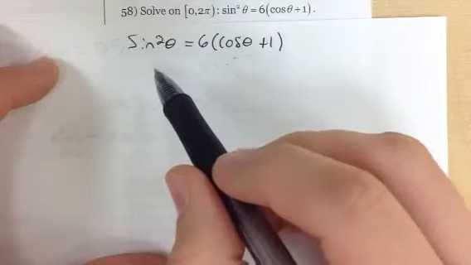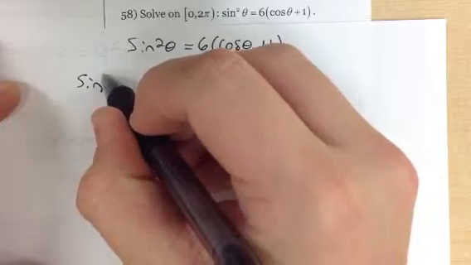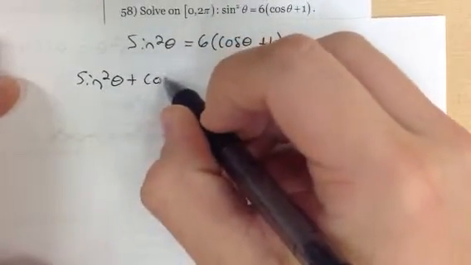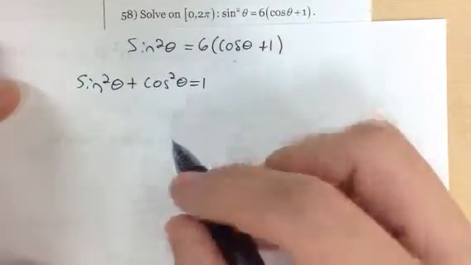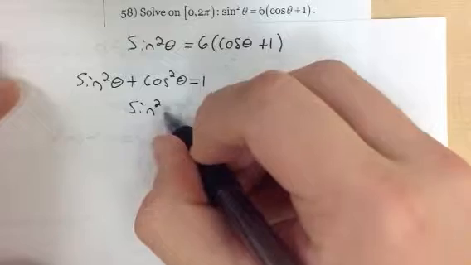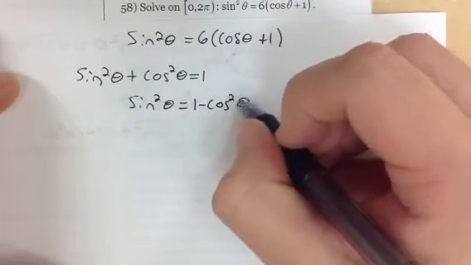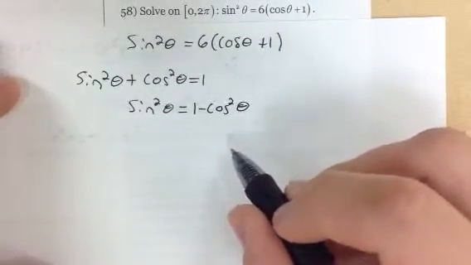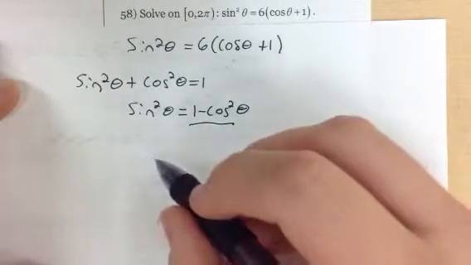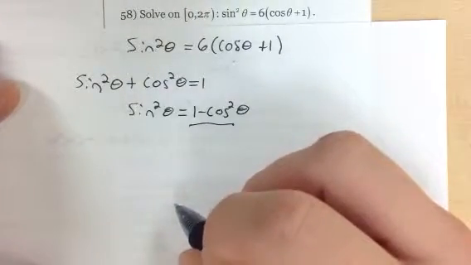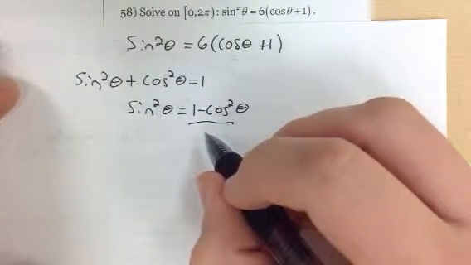So we look at the Pythagorean formula, sine squared theta plus cosine squared theta equals 1. And we can manipulate this to equal 1 minus cosine squared theta. So if you replace sine squared theta with 1 minus cosine squared theta, you can factor the whole equation. So replace the sine squared theta with 1 minus cosine squared theta.